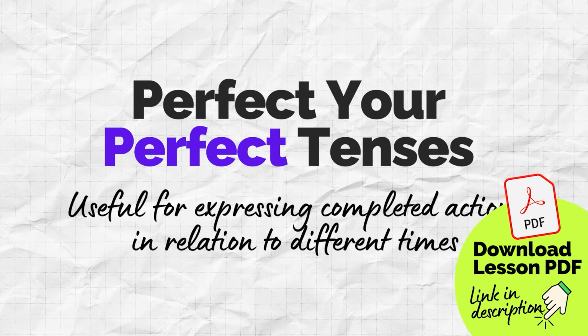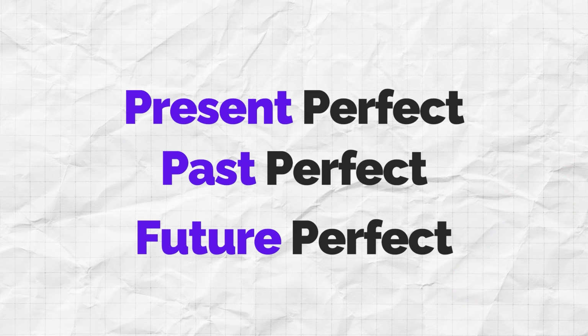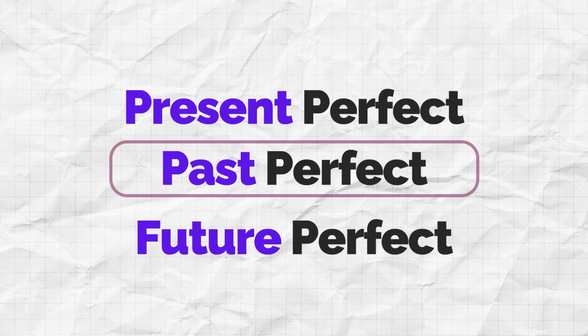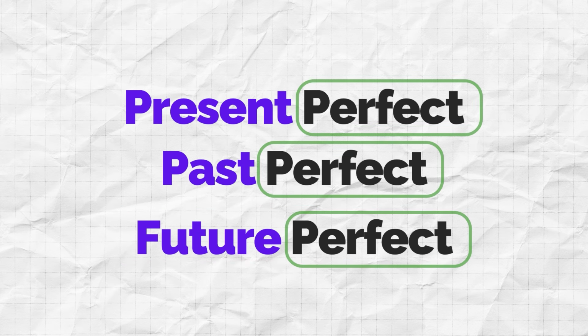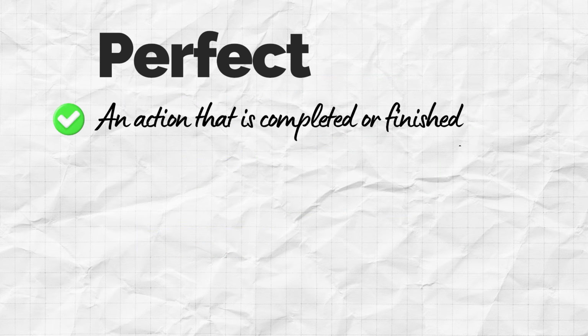Let's get started. There are 3 perfect tenses in English grammar: the present perfect tense, the past perfect tense, and the future perfect tense. Now, you might wonder, what does perfect stand for? It's simple to understand. When something is completed or finished, what do we say? It's done, or it's perfect.